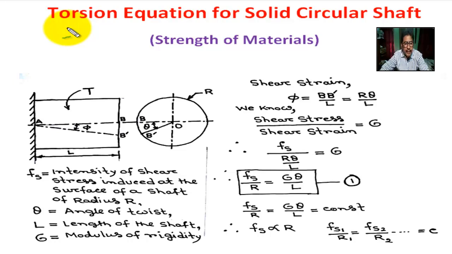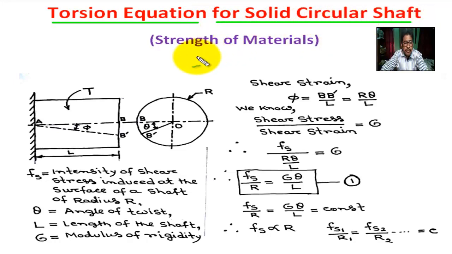Hello student, today we are going to learn the torsion equation for a circular shaft. The name of the chapter is torsion, under strength of material.